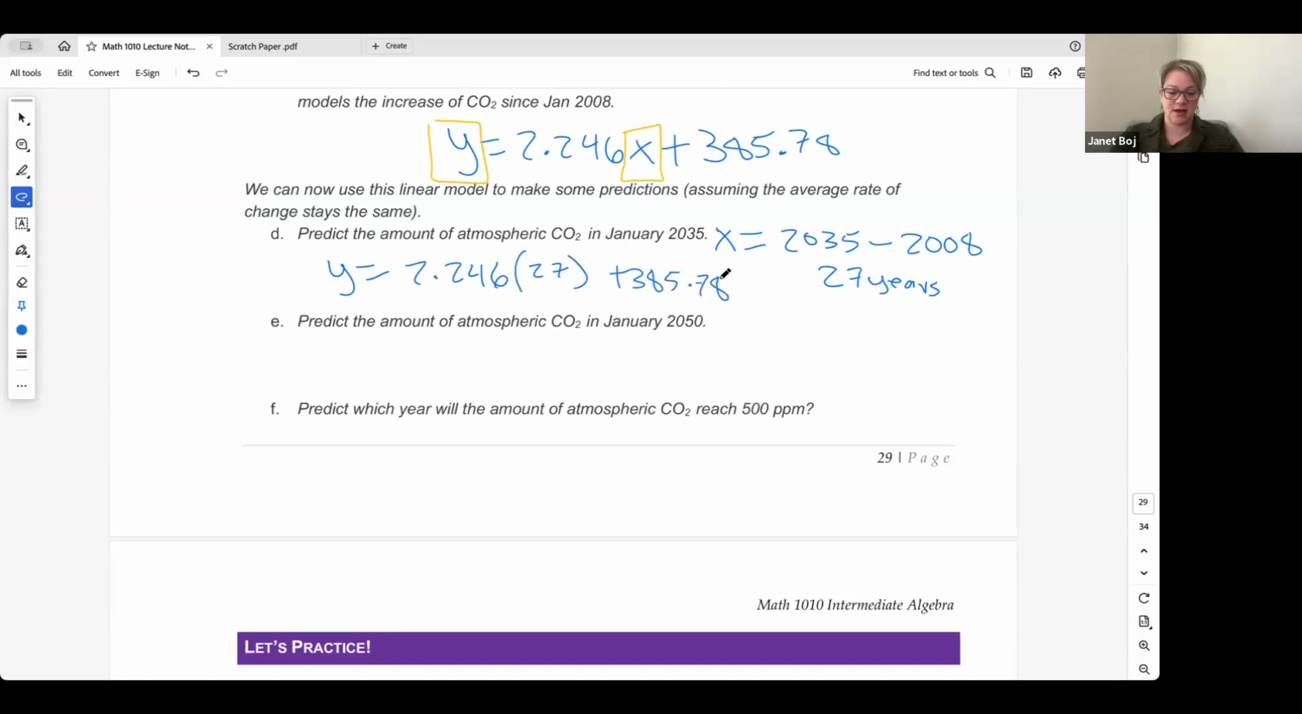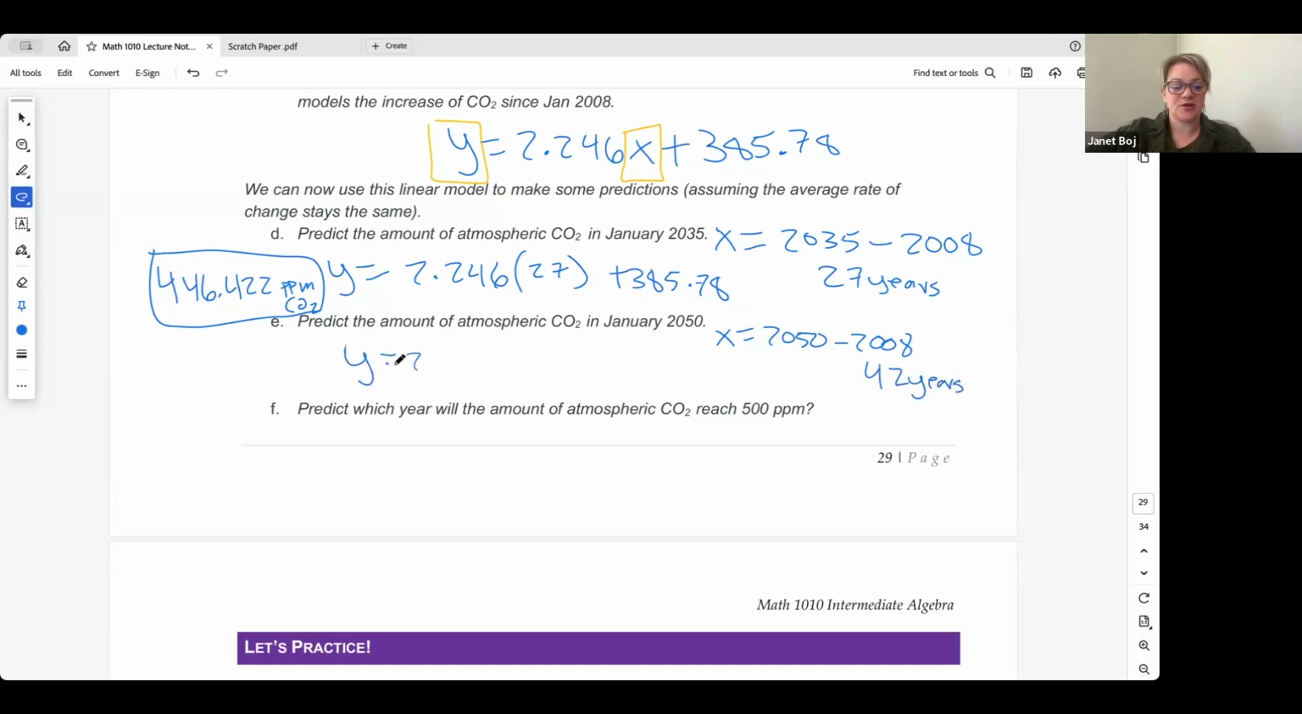So 27 times 2.246. That's 60.642. And then you add the 385.78. And we see that in the year 2035, we will have 446.422 parts per million of CO2. We can do the same thing for the year 2050. So remember, your X value will be 2050, subtracting that beginning of 2008. So this would be after 42 years.